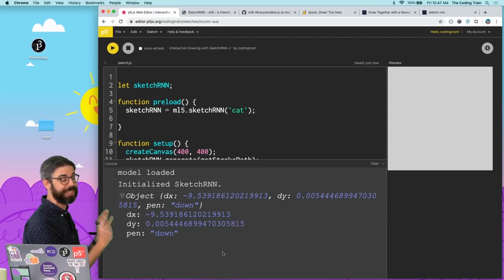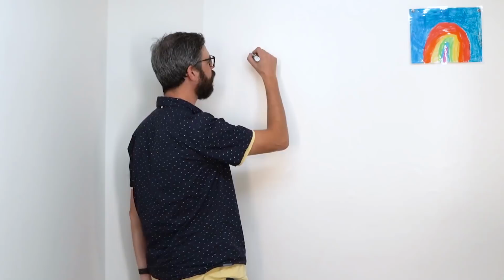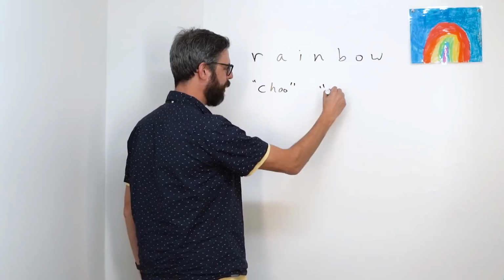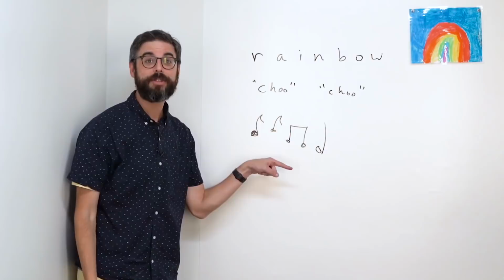So let me unpack this for you for a second. A recurrent neural network is a kind of machine learning model that deals with sequential data. That could be text, like a sequence of characters, R-A-I-N-B-O-W. It could be text like a sequence of words. It could be music, maybe a sequence is a melody of notes and rhythms.